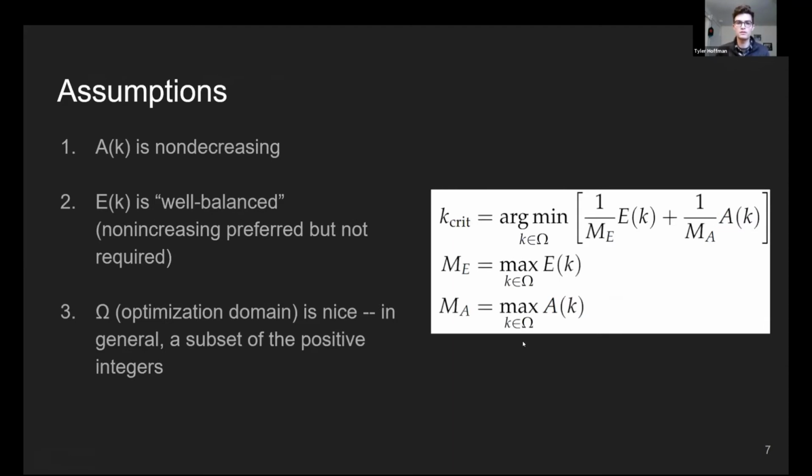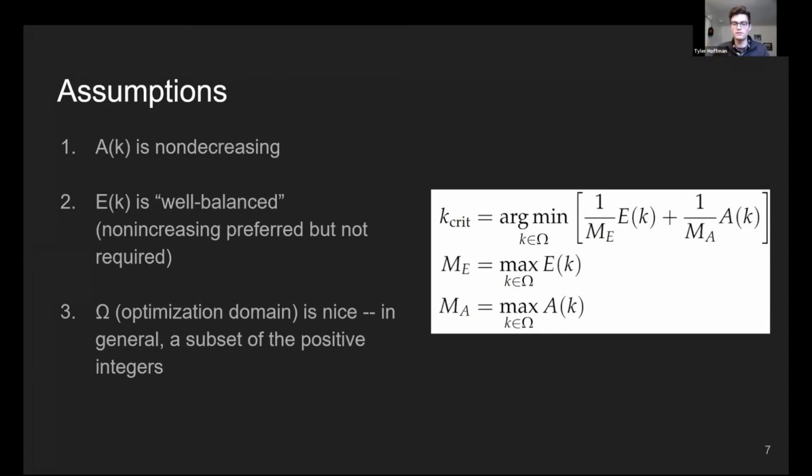So, some assumptions on this heuristic. First, we assume that the average unit area is non-decreasing. And this makes sense: as you increase the number of clusters, we expect that the regionalization algorithm will produce more clusters, and more clusters means smaller clusters.